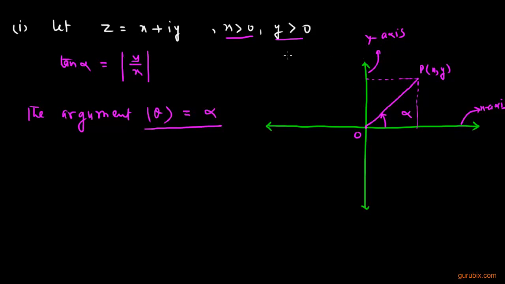So this means if the complex number is in the first quadrant of the Argand plane, then the argument will be equal to alpha, where alpha is an acute angle which satisfies tan alpha equals mod y over x. Let us move to the next part, and that is second.